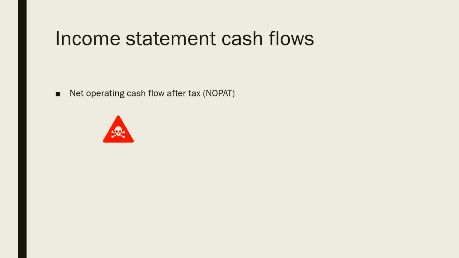Now, the income statement cash flows. The first one that we're interested in is what we call the net operating profit after tax, otherwise known as NOPAT. And here's the formula for it. NOPAT is equal to the operating profits, that's EBIT, times 1 minus the tax rate. That's what gives us NOPAT. And then we have to add to that the depreciation. Now, depreciation is added because it is not actually a cash flow, but it affects the profit. And so we must add it back to get the actual cash flow.